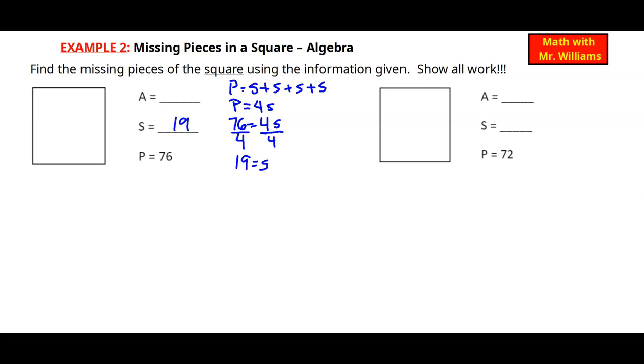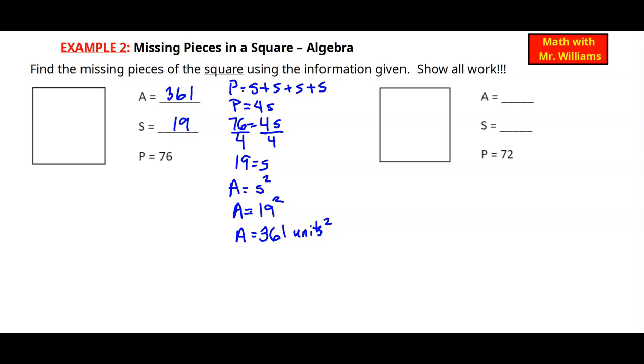All right, now for the area. I know my area formula is area equals side squared for a square. Let's substitute our number in. So we have 19 squared, and 19 squared gets us 361 units squared. All right, on to our second one here.